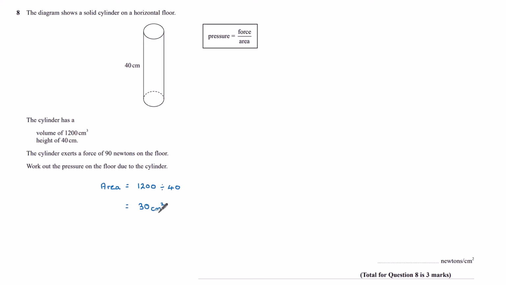Now I know the area to be 30. I can look at finding the pressure by putting in the values. I know the force is 90 newtons, and I've just found the area to be 30. So the pressure is 90 divided by 30, which is 3.